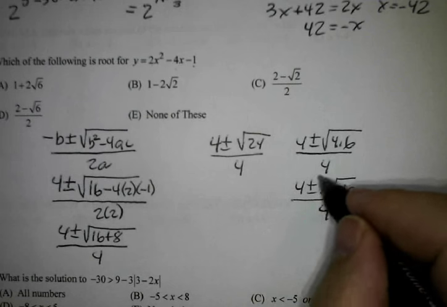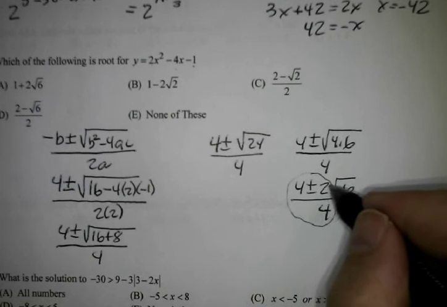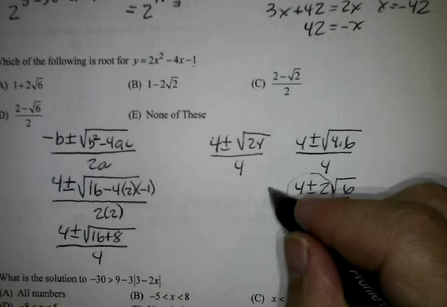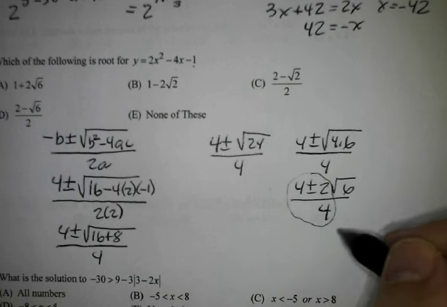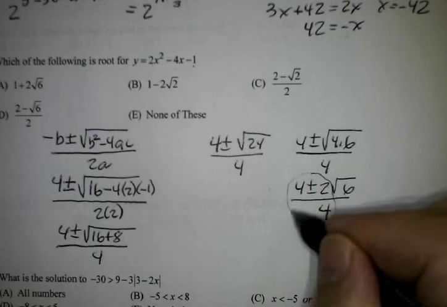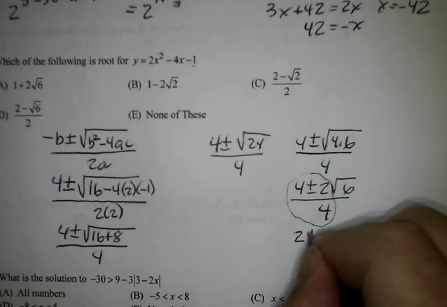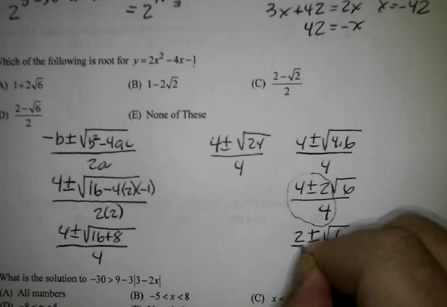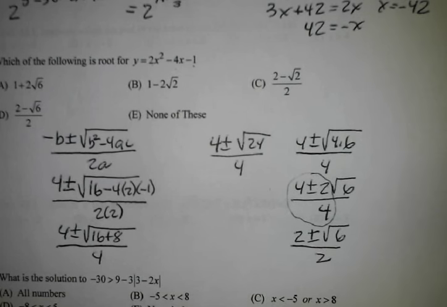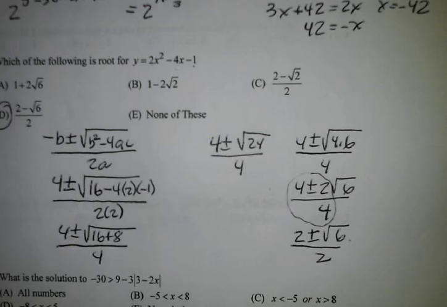Now I look at all three of these terms. 2 goes to all of them. Or I could factor out a 2 out of this and then cancel with the 4. I got to only cancel cross multiplication. But if I look at all the terms and I divide them all by 2, I get 2 plus or minus the square root of 6 over 2. So I'm looking for which one of those answers match, and that would be D.